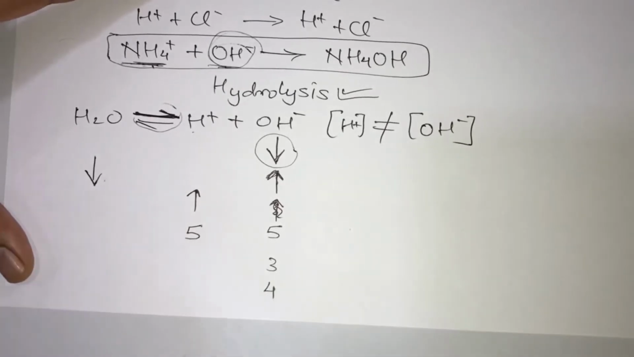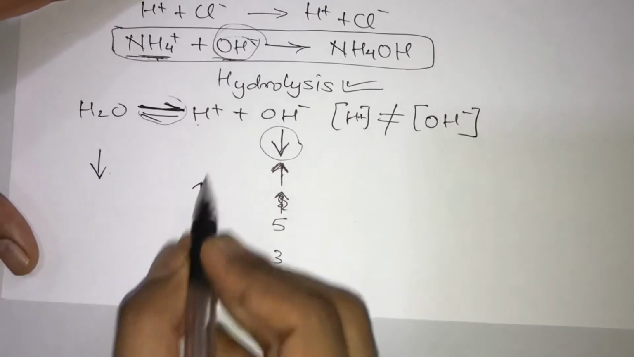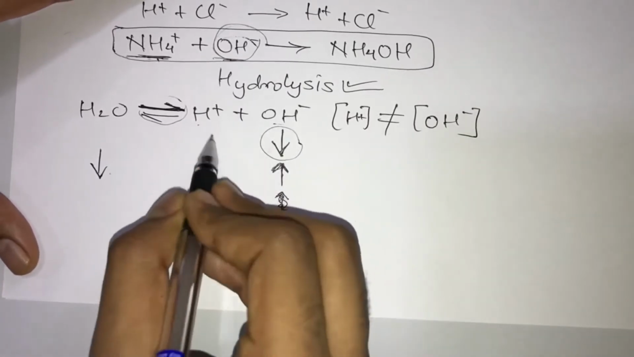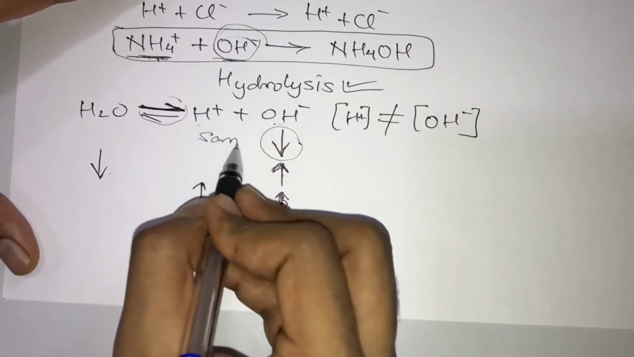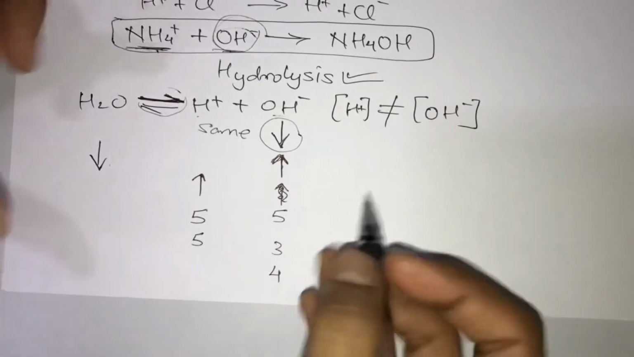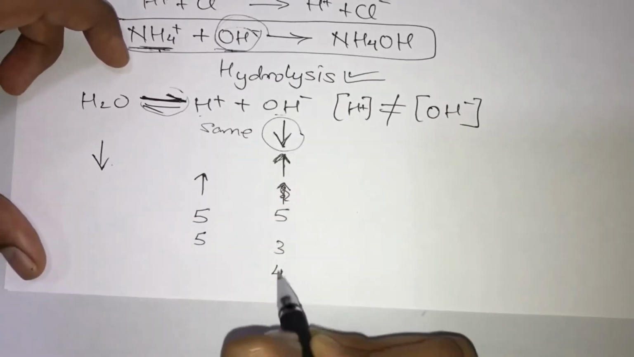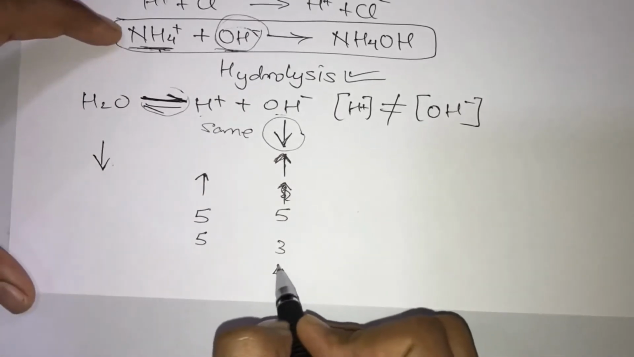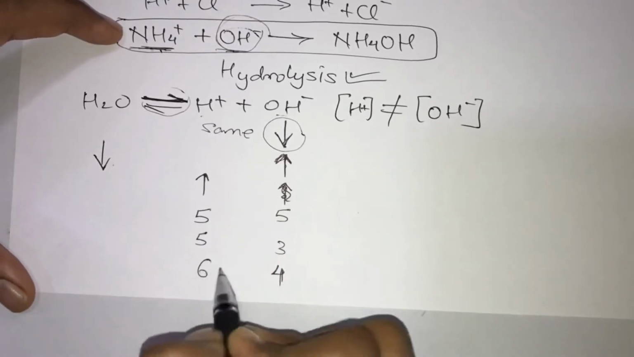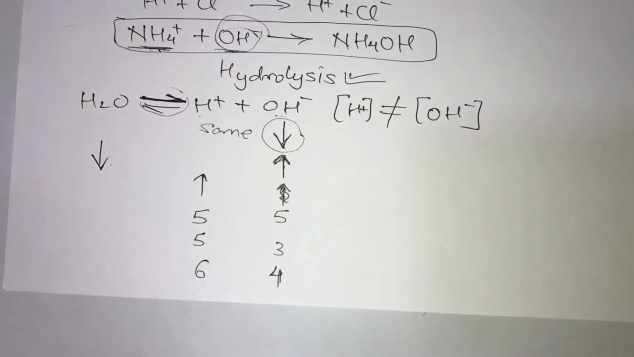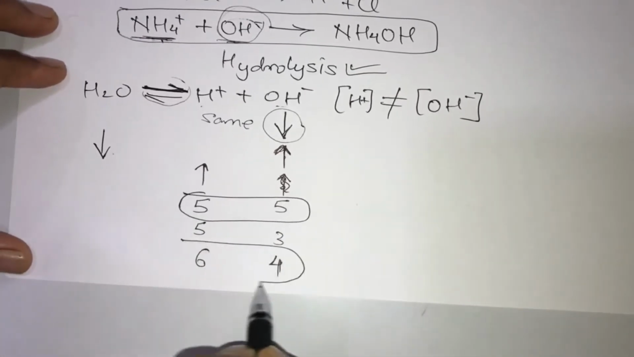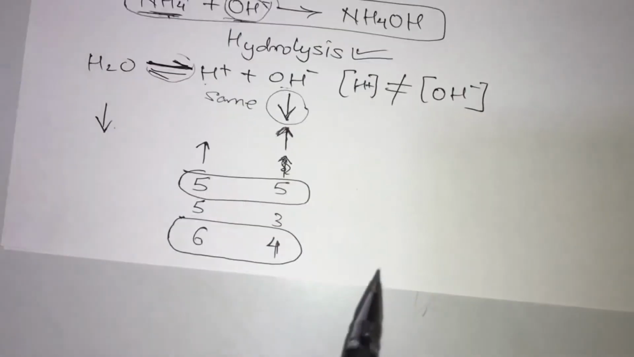So 3 plus 1 will become 4. And here can I say that when the OH minus concentration was decreased, the H plus concentration was the same? Am I right? So it will remain 5 only. And afterwards, if the number of moles of OH minus has increased by +1, so obviously the H plus will also increase by +1. So 6.